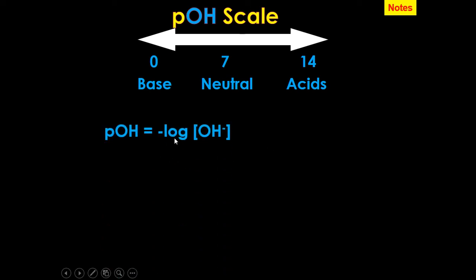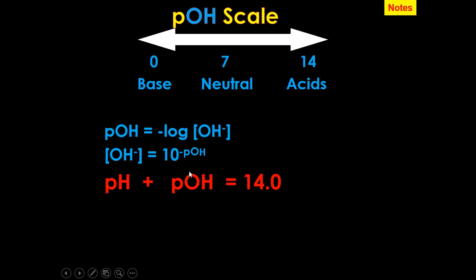Now, if I need the pOH, I still "P" on a log. I take the negative log of the hydroxide concentration. If I need the hydroxide concentration, then I use my P as a power, 10 to the negative pOH. And the really cool thing about it is if you put the pH and pOH together, you'll get 14, which means if you know one, you can find the other with some very simple math.